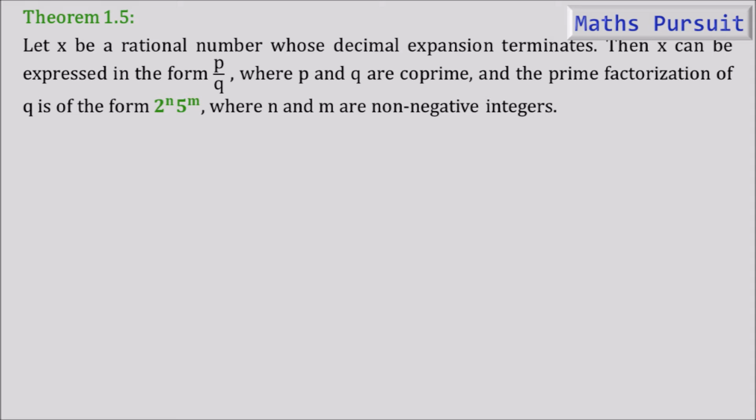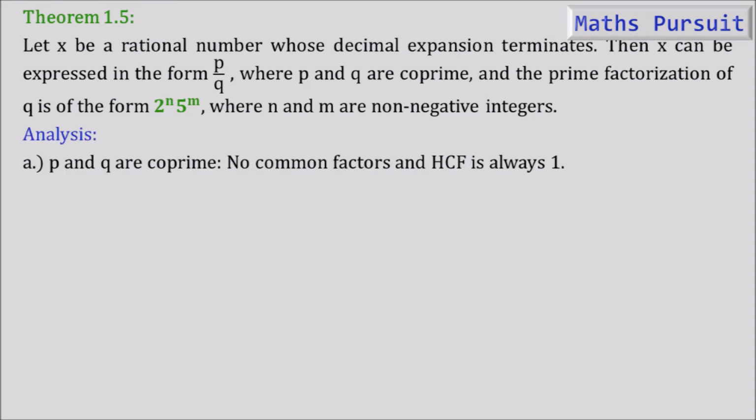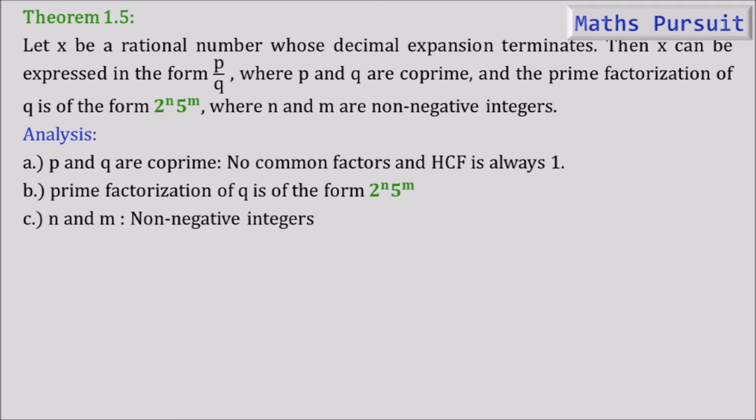Okay, let us analyze what exactly the theorem is saying. So coming to the analysis, the first part is that p and q are coprime numbers and there are no common factors, and the HCF is always 1. And coming to the second part, the prime factorization of q is of the form 2 to the power n, 5 to the power m. And coming to the other two parts, n and m, these two are non-negative integers.